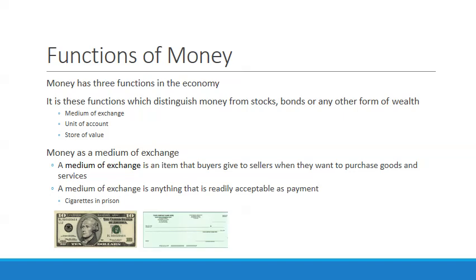So when we're talking about these different types of currencies and cash and checks and credit cards and gift cards, all four of these are simply a medium of exchange. All they really are is a readily acceptable payment for a good or service.